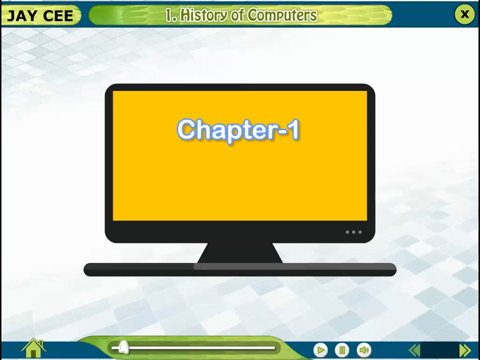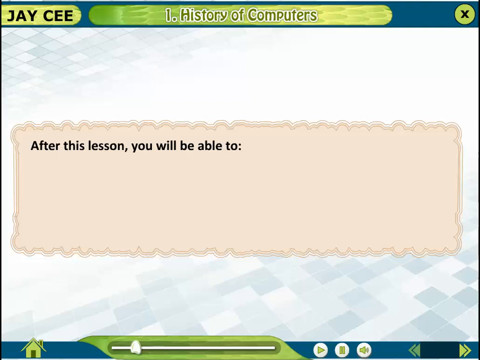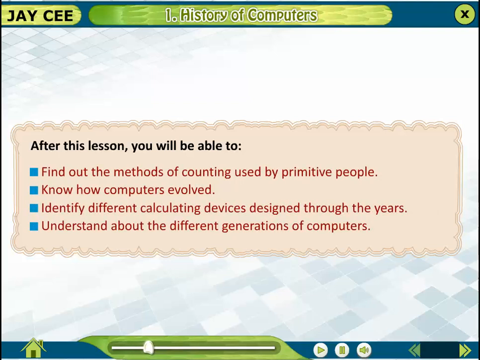Chapter 1. History of Computers. After this lesson, you will be able to find out the methods of counting used by primitive people, know how computers evolved, identify different calculating devices designed through the years, and understand the different generations of computers.